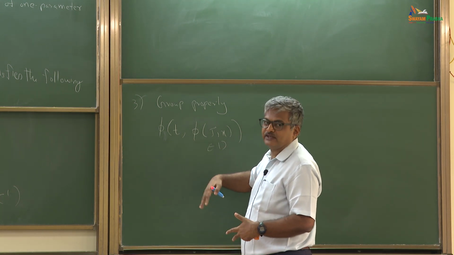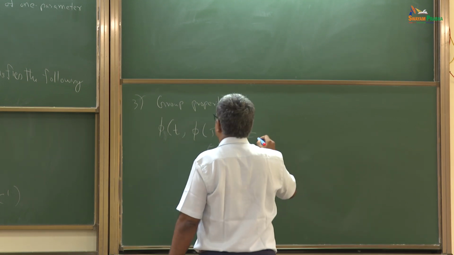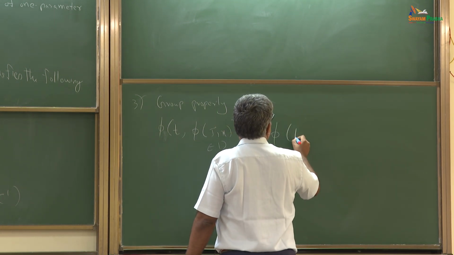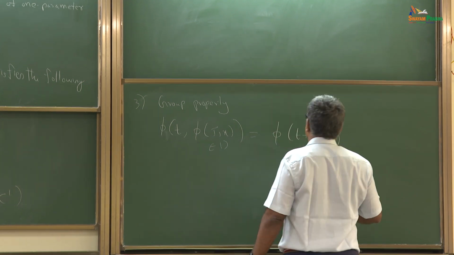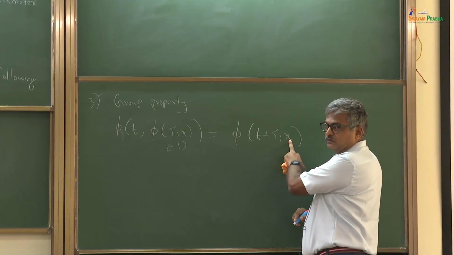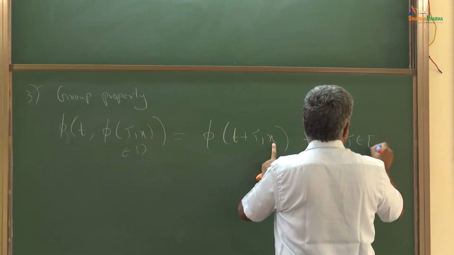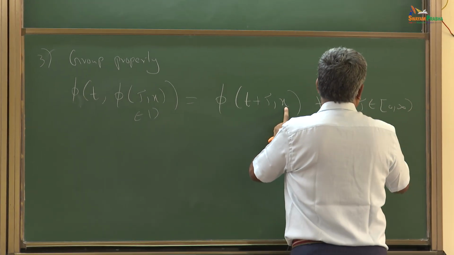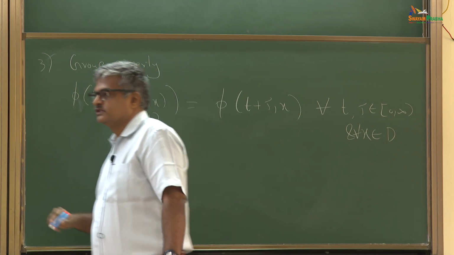And then you will stop at some other point in D, right? So this is the same as you simply add up the times and act it on the point, right? This is true for all tau, t in 0 to infinity, and so this is known as the group property.